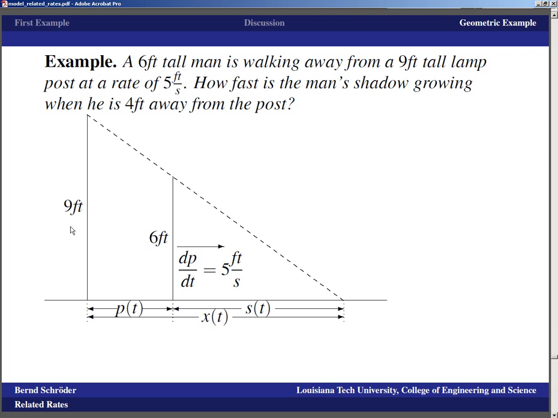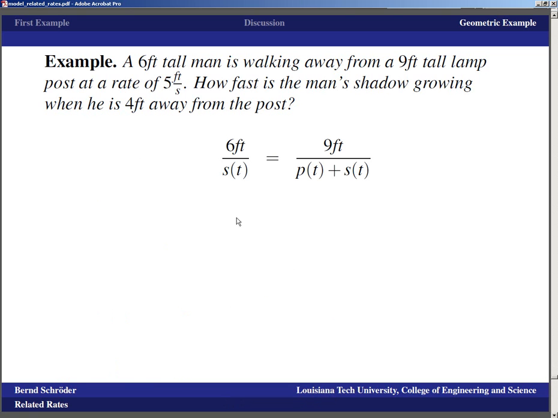So now from the definition of the tangent function, we know that 9 feet to x is the same as 6 feet to s, right? So 6 feet to s is the same as 9 feet to x. Okay, well, 9 feet to x is 9 feet to p of t plus s of t, because we really don't know how x of t changes. We just know that it's p of t plus s of t. And so that's what we can play calculus with now.